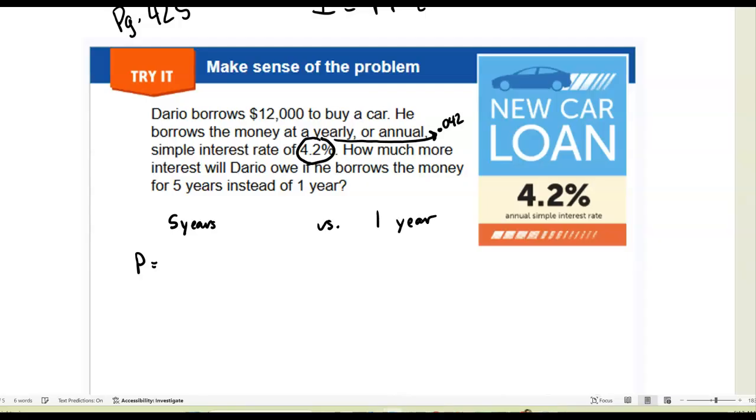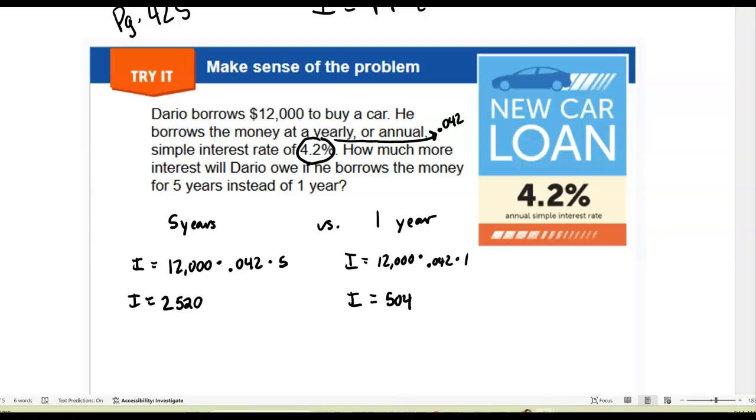So our interest is equal to our principal, 12,000, times our rate, 0.042, times the amount of time, which is 5. And over here, our interest is equal to 12,000, which is our principal, times our rate again, 0.042, times 1. I will do some calculations for you now. So for 5 years, he ends up having to pay $2,520 in interest. So he has to pay back the $12,000, but also an additional $2,520. And for 1 year, he has to pay $504.